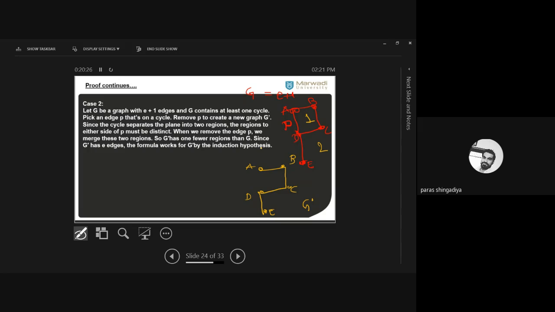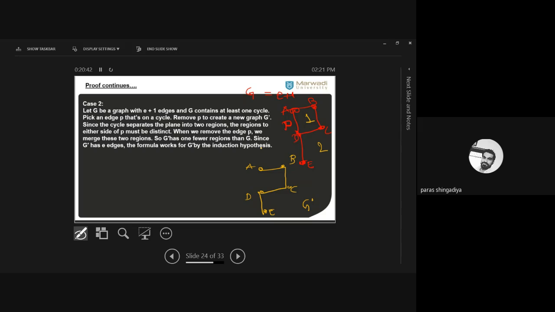Okay, now remove the P. P को remove कर दो. So this 1 and 2 will be merged. Clear? 1 and 2. Now in this graph G dash, we remove the P. So now how many regions does this graph contain? Only one. Okay, means 1 and 2 are merged. Clear? So that we explain here.